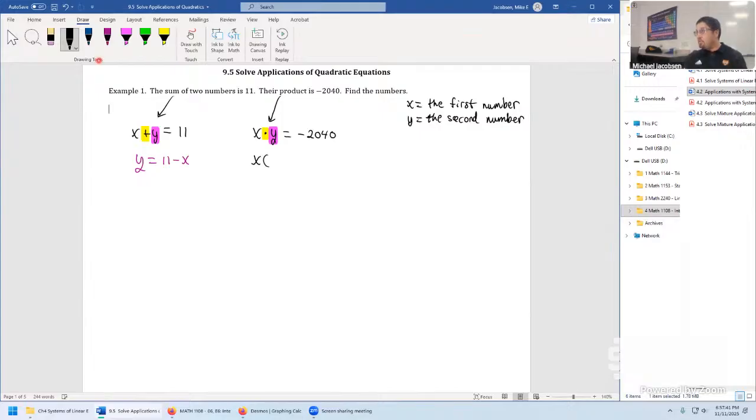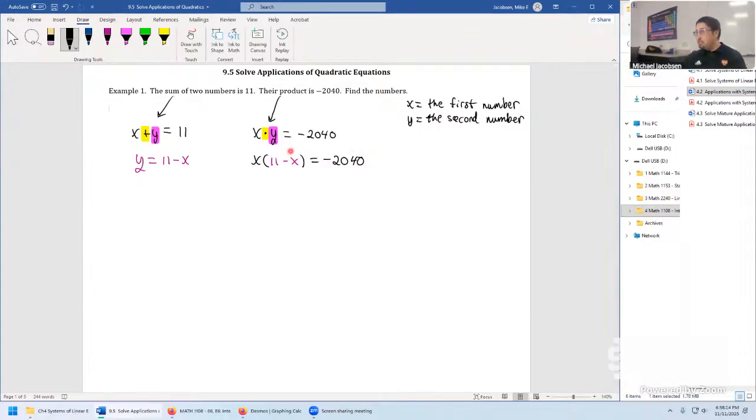So now this is the substitution coming in. X times the quantity 11 minus X, now in place of Y, is equal to negative 2040. And this is the equation that we want to solve. This one's quadratic in the variable X. It doesn't look like it's an easy time trying to factor it because this number is so large to deal with. It may factor, but if you get a huge number like this one, this is another scenario where the quadratic formula is a good idea.